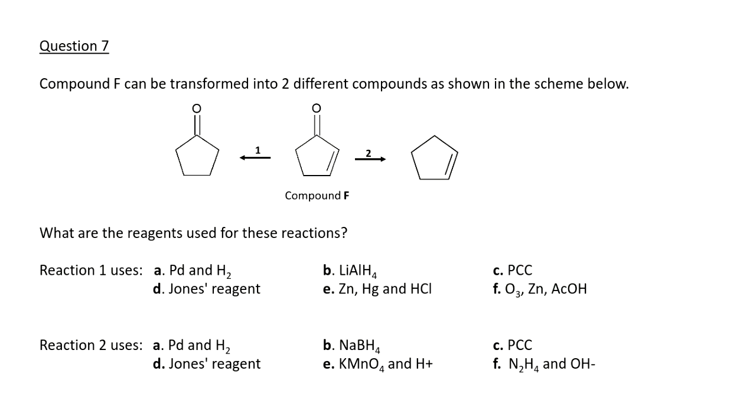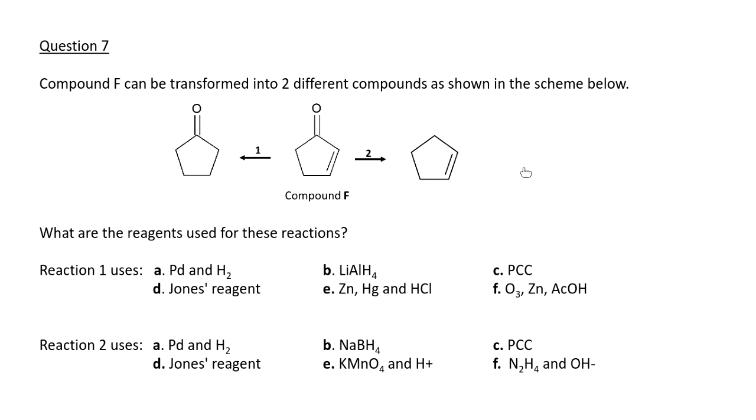So compound F has been transformed to 2 different compounds as shown in the scheme below. So we have an alpha beta unsaturated ketone. So we have a ketone which is next door to a double bond. And so we have to selectively react one functional group while leaving the other one unaffected. So we want to convert the double bond to a single bond without troubling the ketone. And here we want to remove the ketone while keeping the double bond intact.